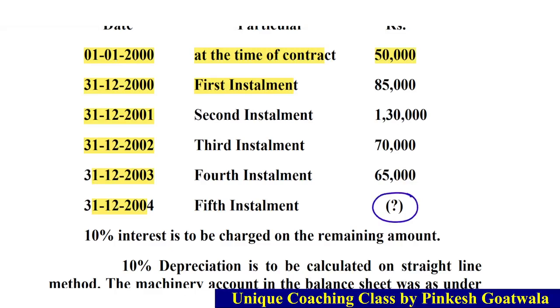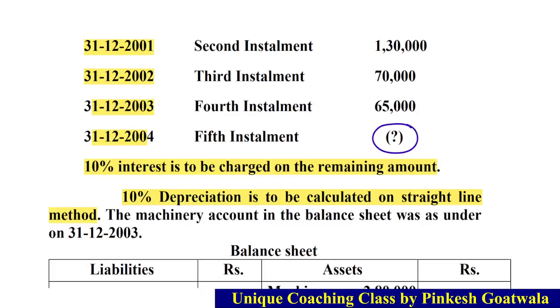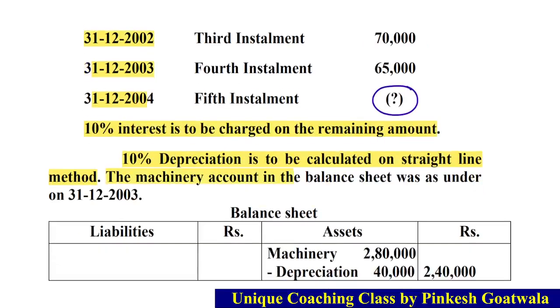You consider the same point like previous two sums. Installment amount is not given. Okay, last installment amount is not given. Now, 10% interest to be charged on the remaining amount, rate of interest is given. 10% depreciation is to be calculated on straight line method. Here they give the depreciation as straight line method. Now here you can see that the machinery account in the balance sheet as on 31st March 2003 was as under. Balance sheet machinery 280, depreciation 40.